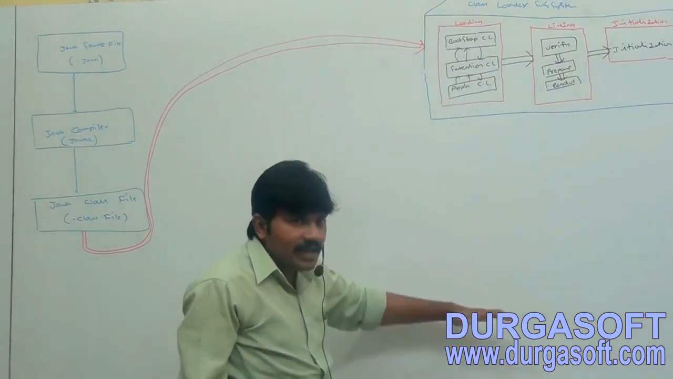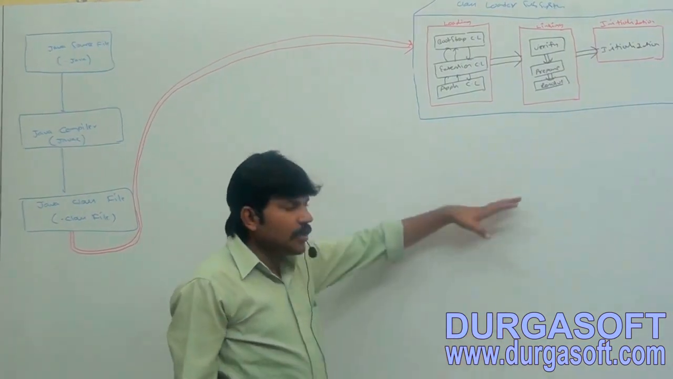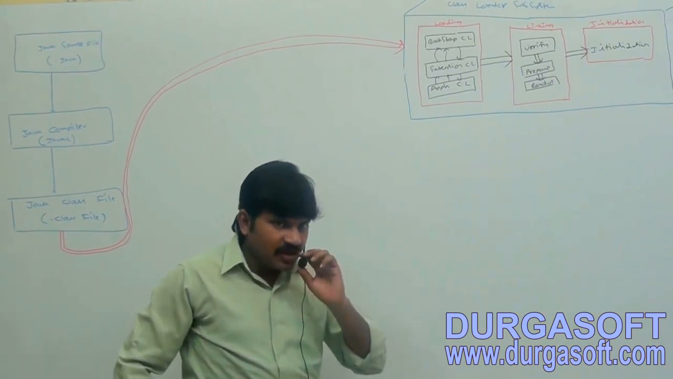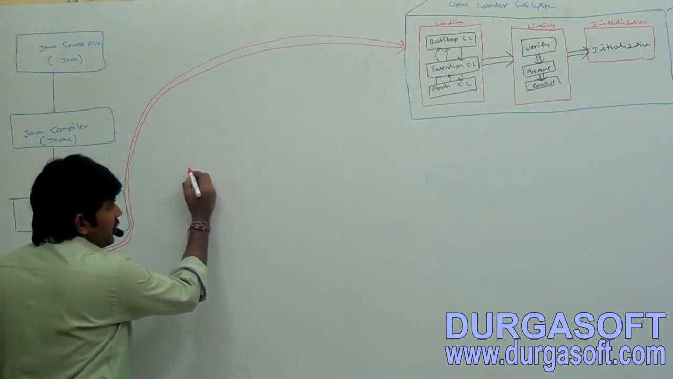So to load, some memory must be required, and while executing, some memory must be required. So what are the various memory areas present inside JVM? Can you explain what are the various memory areas present inside JVM?